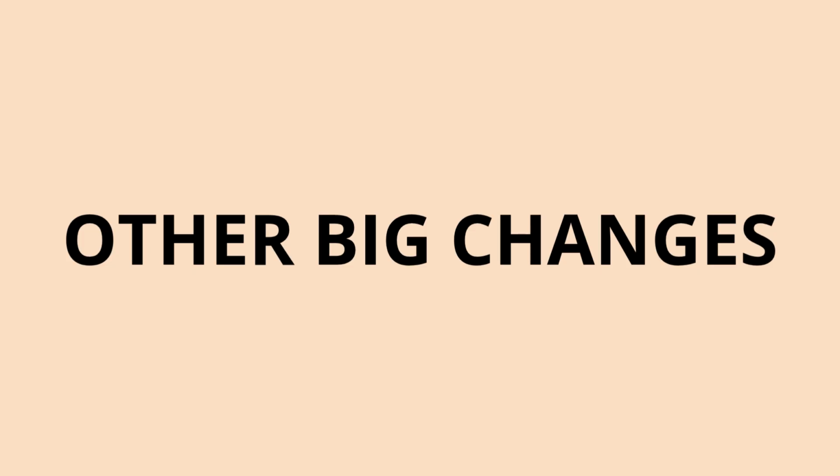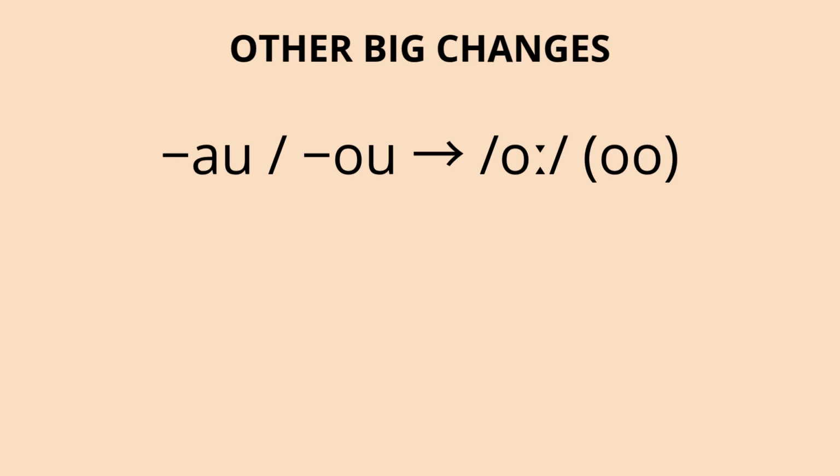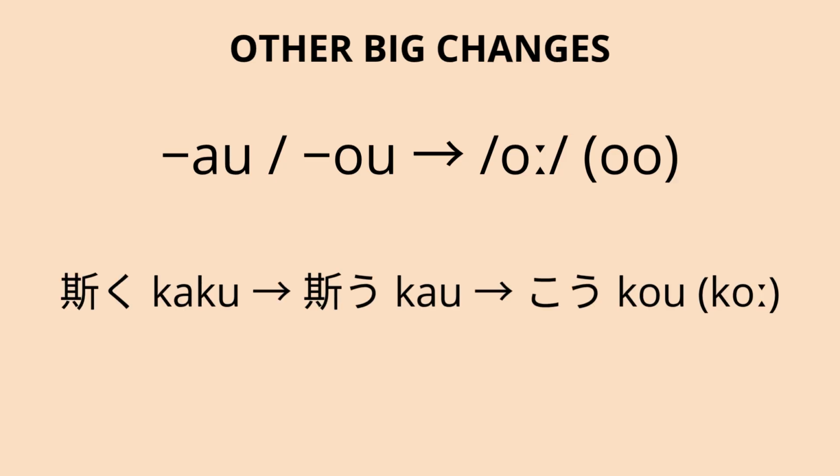Sometimes when two vowels came together, they fused into a single longer vowel. Old Japanese had word endings like au or ou. Over time, these often became modern Japanese long o. For example, a word that was once kaku became kau, and then modern ko, meaning like this. This contributed to the development of long vowels.